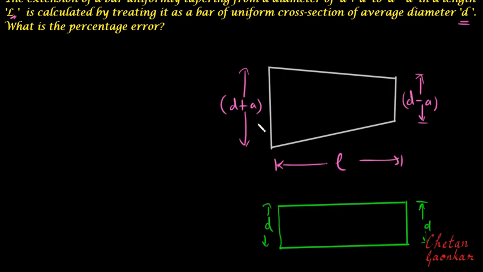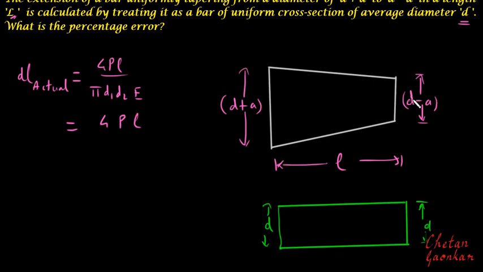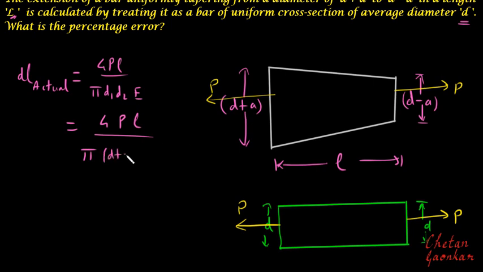Since this bar is of circular cross sectional area, and since the area is varying uniformly over the length L, we know that the deformation in the actual bar can be given as 4PL divided by pi d1 d2 E. Suppose this bar is subjected to a load P, and the other bar is also subjected to the same load P later on. So it will be 4PL divided by pi d1 d2 E. D1 is d plus a at this end, whereas d2 at this end is d minus a, multiplied by the material property, Young's modulus E, which is the same in both the cases.